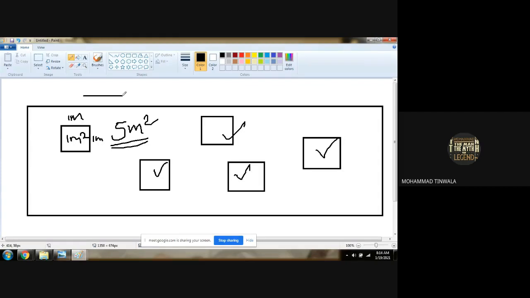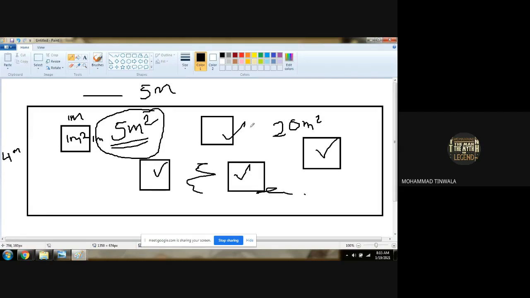Now the total length is how much? 5 meter and 4 meter. So what will be the area of the rectangle? 20 square meter. Total area of the rectangle is 20 square meter, right? Total square flower bed area is 5 square meter. So what is the remaining area which is left? 20 minus 5, 15 square meter will be remaining. Is that clear? Have you understood this question?